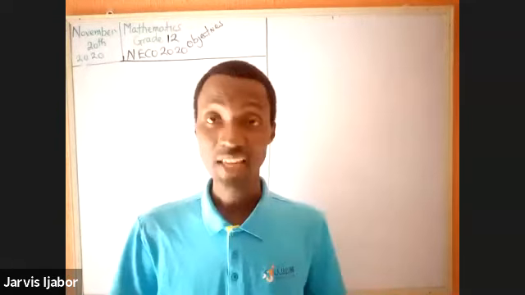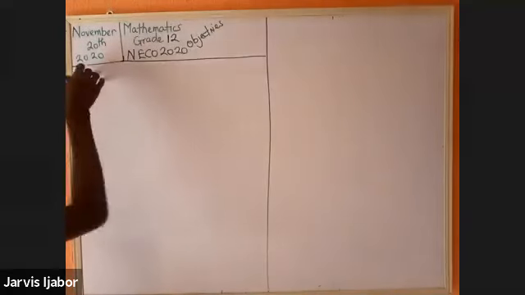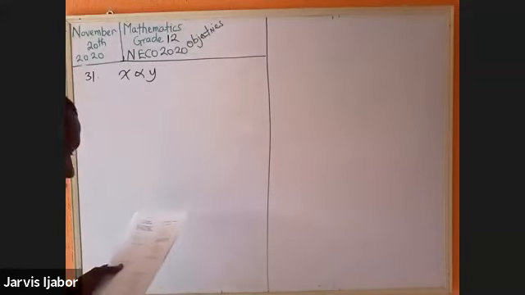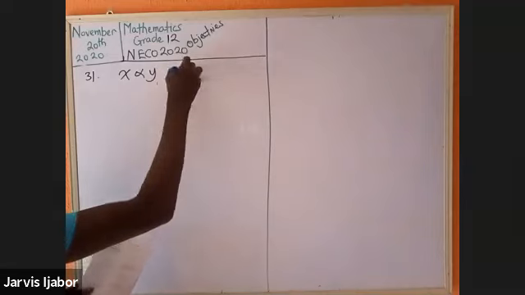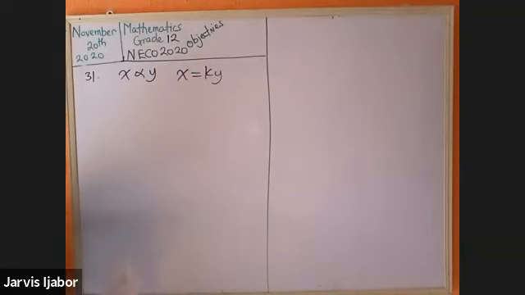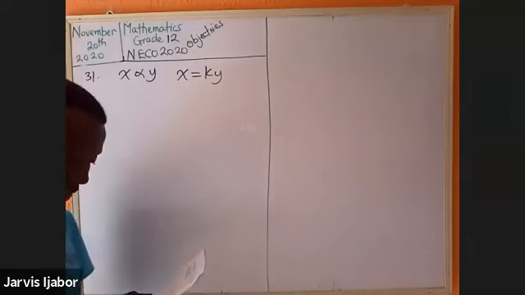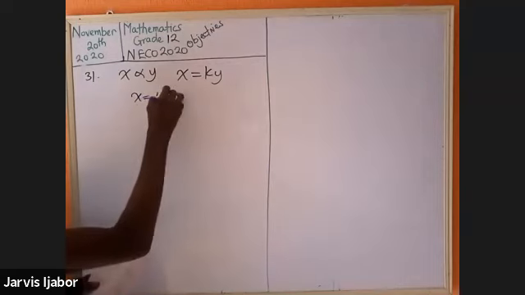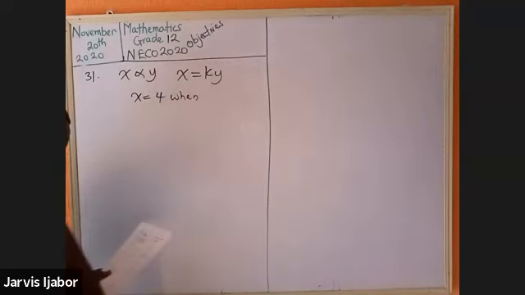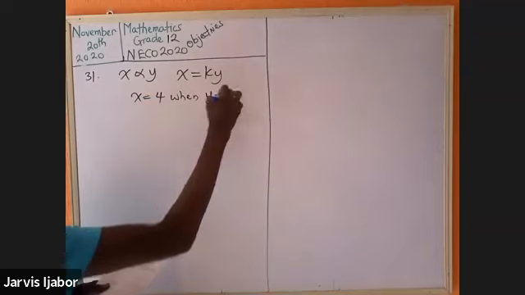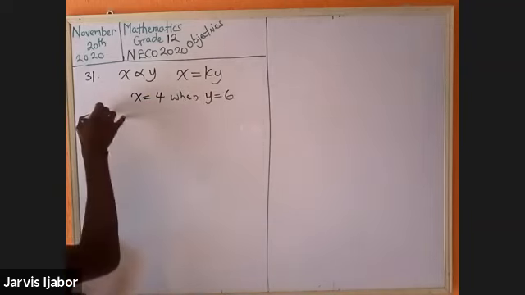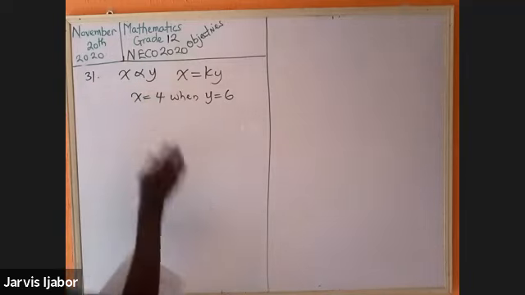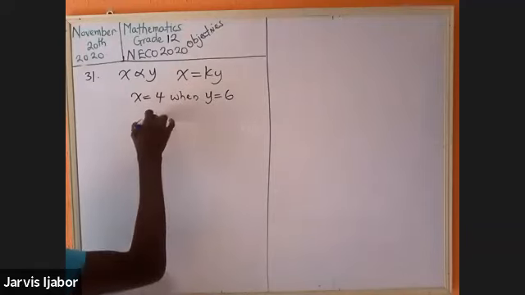It said if x varies directly as y, this is the write-up. And by implication, this will mean that x is equal to ky, where k is the constant of proportionality. And x is equal to 4 when y is equal to 6. What is the value of x when y is equal to 12? You must look for the value of k first before you proceed.